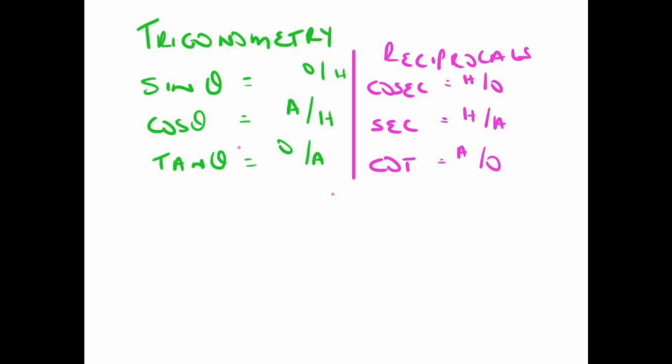Our reciprocals: cosec is the inverse of sine, so it's hypotenuse over opposite. Sec is the reciprocal of cos, which is hypotenuse over adjacent. And cot is the reciprocal of tan, which is adjacent over opposite.